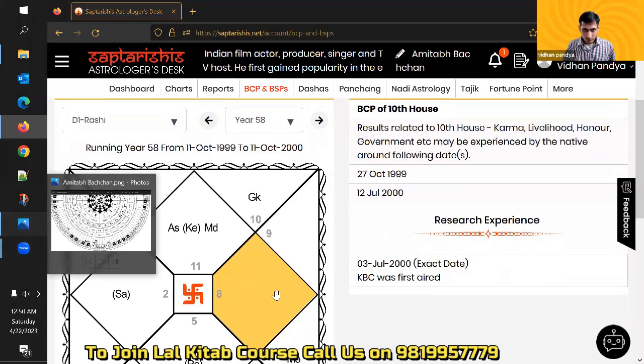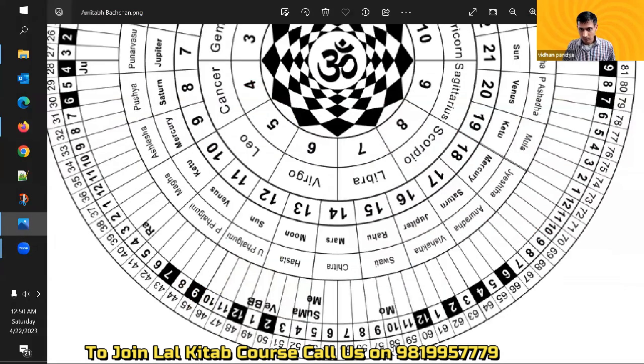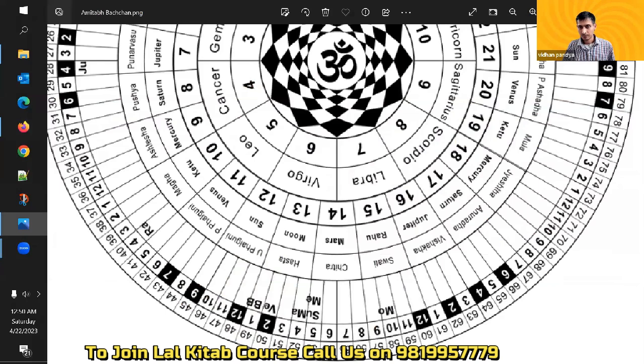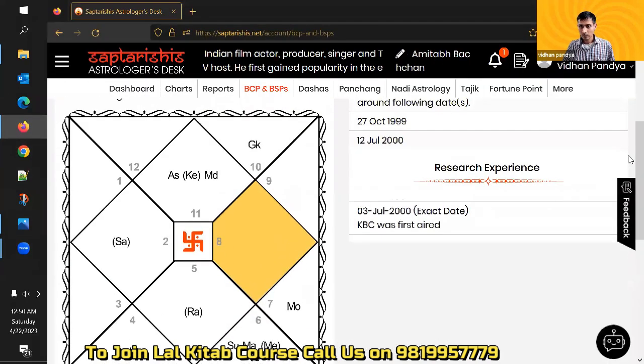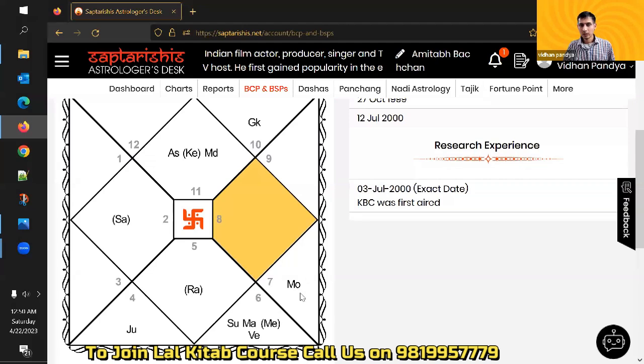So if we look at his 58th year, Moon is getting activated. And this is Swati nakshatra, which is owned by Rahu. Let's see where the Moon is in the natal chart. Moon is in the 9th house of Libra, Swati nakshatra, ruled by Rahu. Rahu goes in the 7th house of business, something to do with the business.